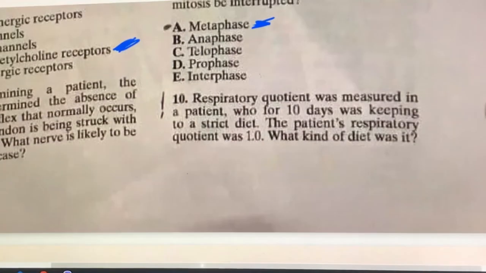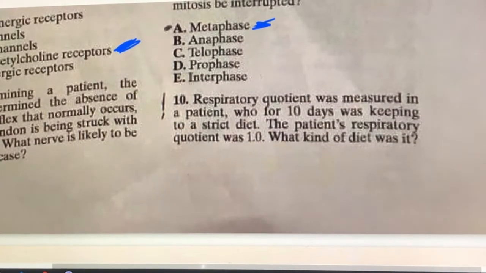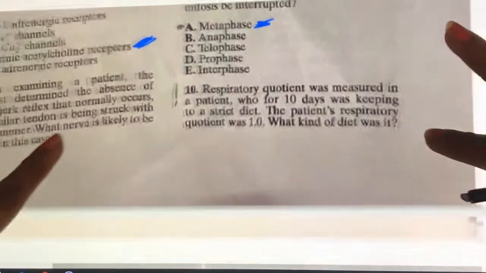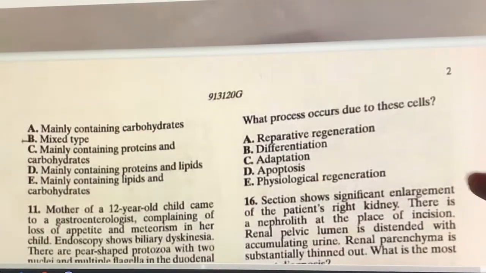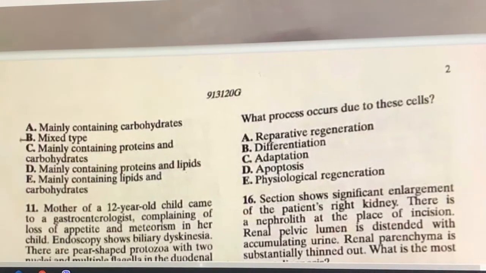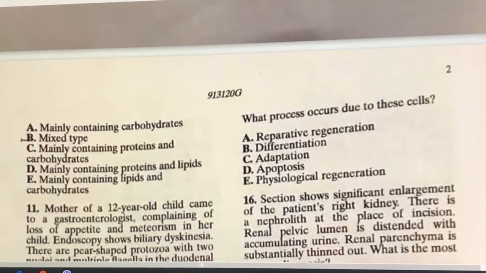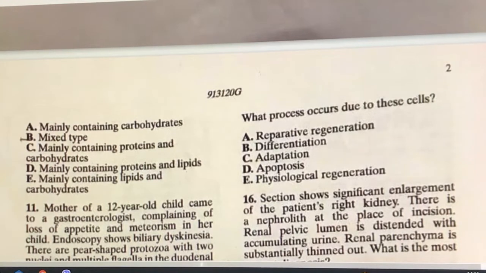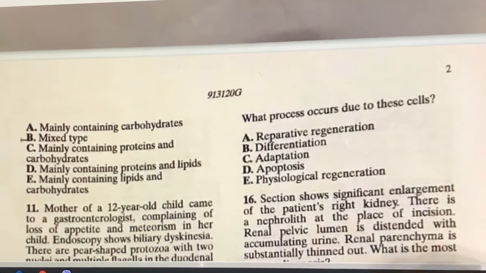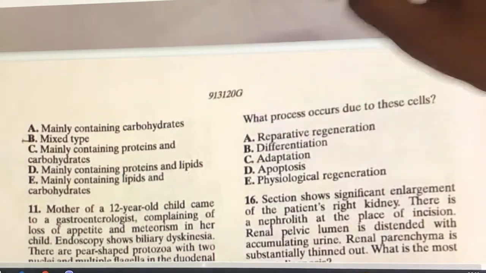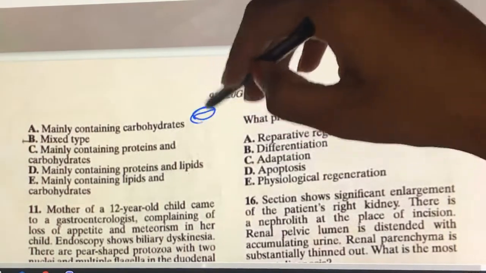Number 10. A respiratory quotient was measured in a patient who for 10 days was keeping to a strict diet. The patient's respiratory quotient is 1. What kind of diet was it? Guys, you should know respiratory quotients for carbohydrates, respiratory quotients for proteins. Usually I have seen questions with these two products mainly given. They give you respiratory quotient or they ask you respiratory quotient. So for respiratory quotient 1, it is carbohydrate. So answer is A, mainly containing carbohydrates.